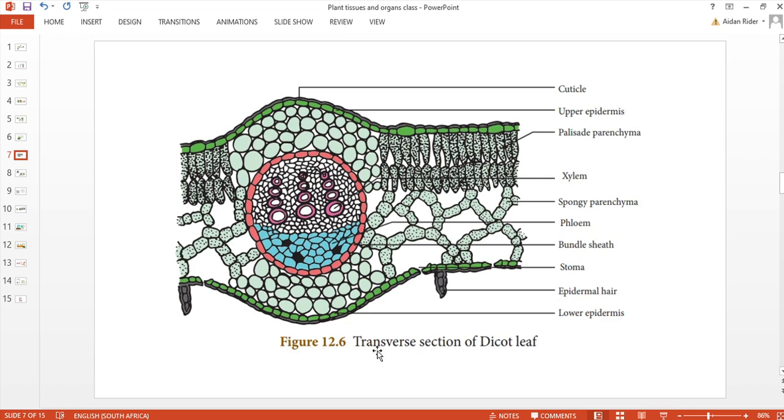Here's just another cross section of a dicot leaf. This would be your vascular bundle. Here's your xylem, where the water is transported, these little vessels here. And here at the bottom is your phloem, where the food is being transported. Up here is the epidermal layer, and then here are your palisade cells where photosynthesis happens. Here are the open spaces, and here's a stomata where oxygen and carbon dioxide can come through. And this is also the lower epidermal layer.